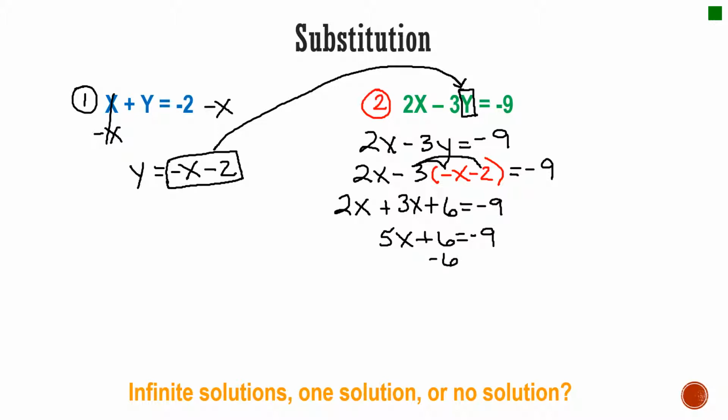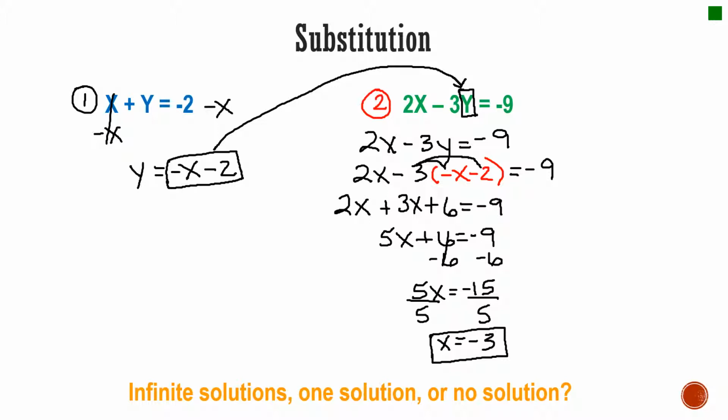I'm going to subtract 6 on each side. So now 5x equals negative 15. Once I divide by 5 on each side, x is going to equal negative 3. So I have my x coordinate. I'm going to go ahead and plug it into one of the equations, and I choose equation 1 because it's simple. And I'm going to find my y coordinate.